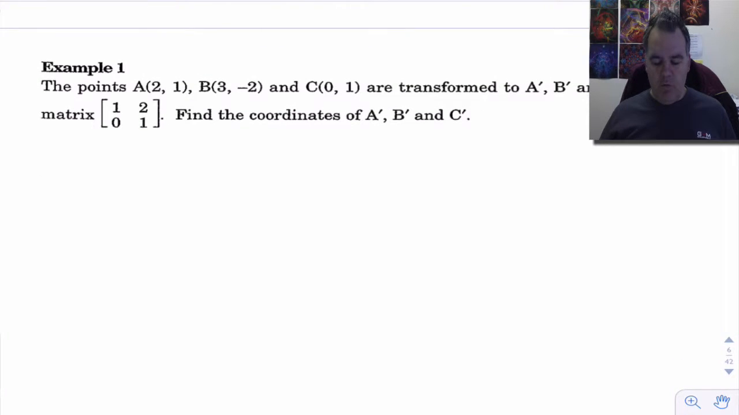Okay, so we've got these 3 points here, they're transformed to that by that matrix. Find the coordinates of A dash, B dash, C dash. So have a go at that question there.